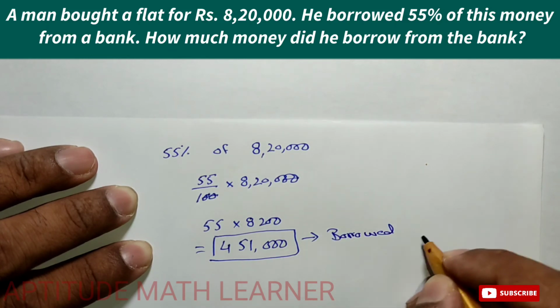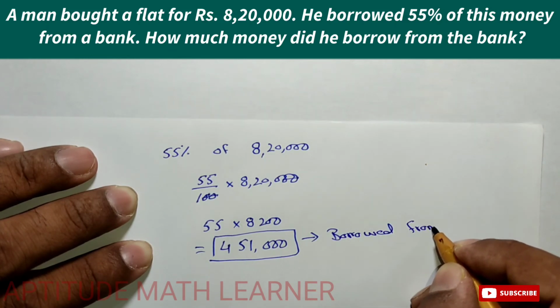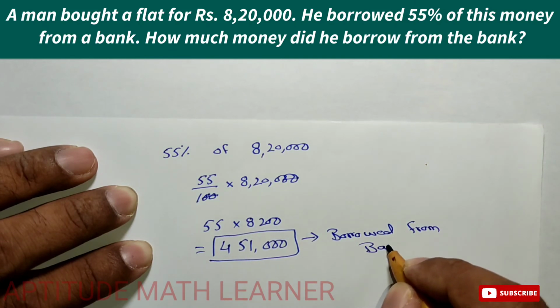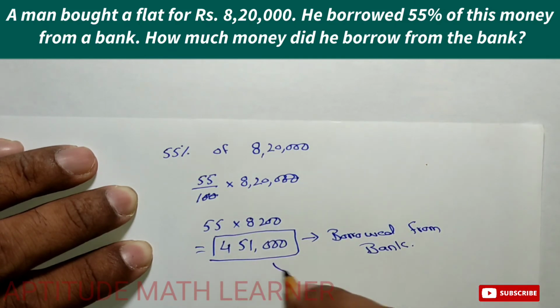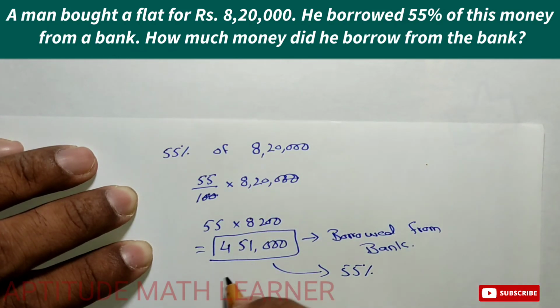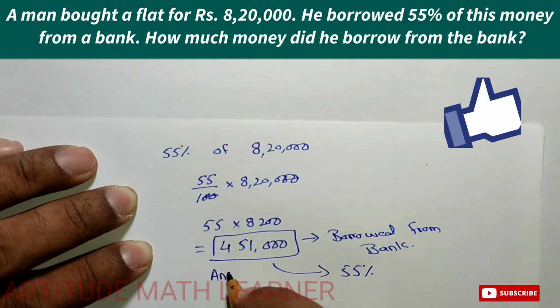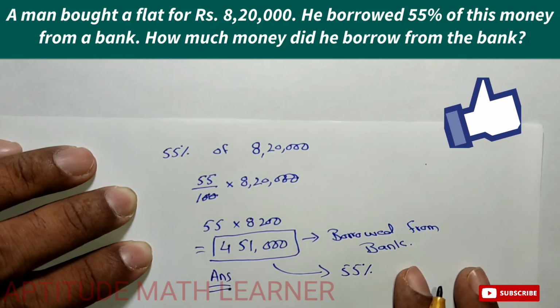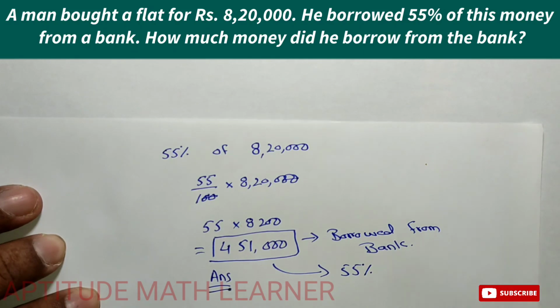So this amount is borrowed from the bank, and this is the 55% of the total amount, and this is as well as our answer. I hope you have completely understood the question.